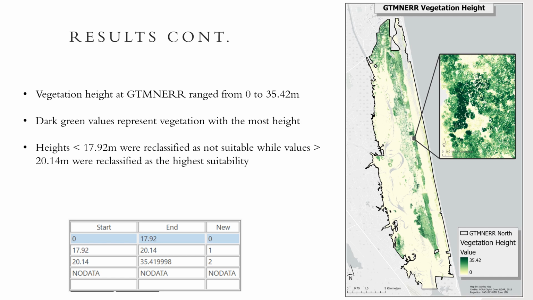So heights less than 17.92 meters were classified as not suitable, while values greater than 20.14 meters were classified as the high suitability. And I did double check that by going back to the original points and making sure they didn't line up with anything that wasn't a tree.